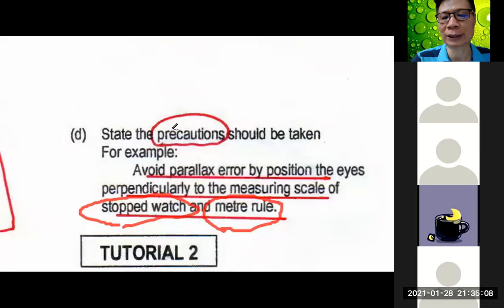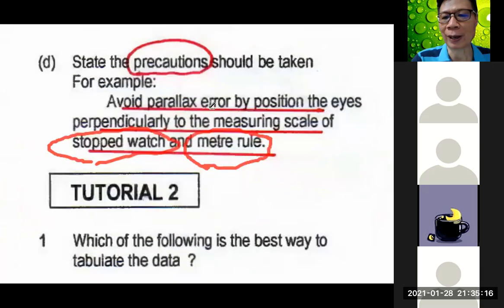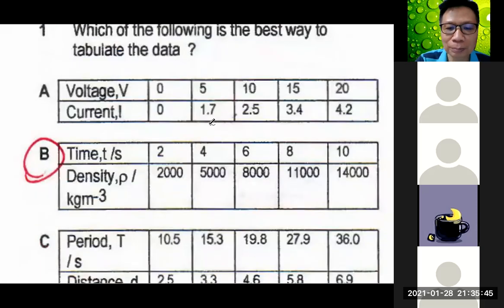Okay, so this one is finished already. Now you can start answering the question. Okay, number one. Now quiz time. Type your answer, please. Which of the following is the best way to tabulate the data? Which table is the best? I see who gave the answer. Isabel says C. Okay, let's see if your answer is correct. Yes and no. B.